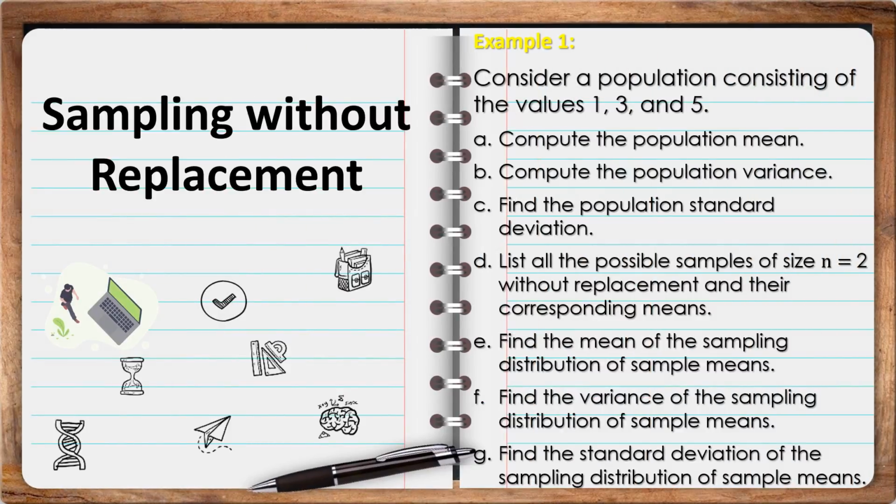Okay, how about sampling without replacement? Consider a population consisting of the values 1, 3, and 5. Same as what we did a while ago, compute the population mean, variance, and standard deviation. Then list all possible samples of size n equals 2 without replacement and their corresponding means. Find the sampling distribution of sample means, the variance of the sampling distribution of sample means, and the standard deviation of the sampling distribution of the sample means.